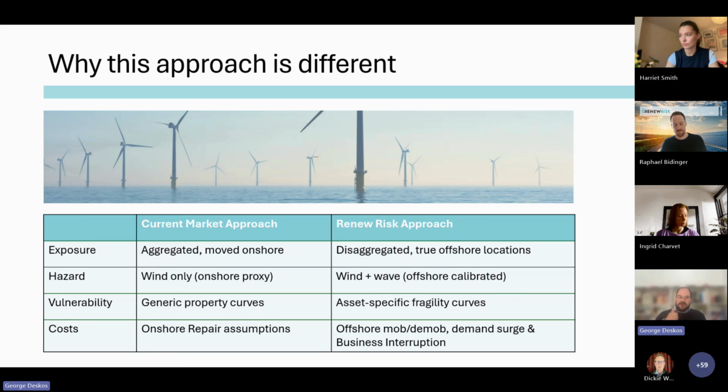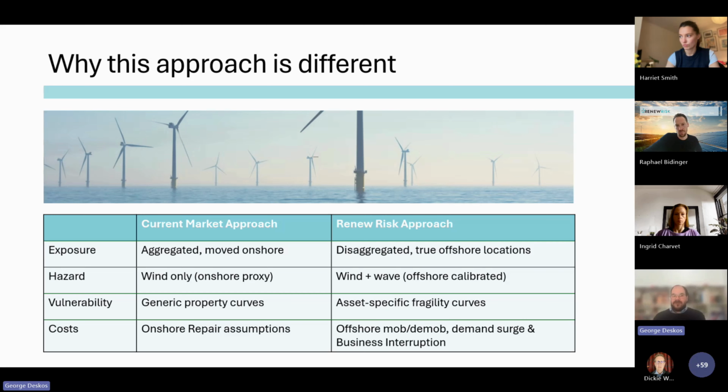So as I said, for exposure, often it's done in an aggregated fashion, usually even moved onshore. We all know this is a common practice when we look at offshore wind. The RenewRisk approach, we do disaggregated, and we look at the true offshore locations. When it comes to hazard, often the market approach is to take the wind only, that's the onshore proxy.